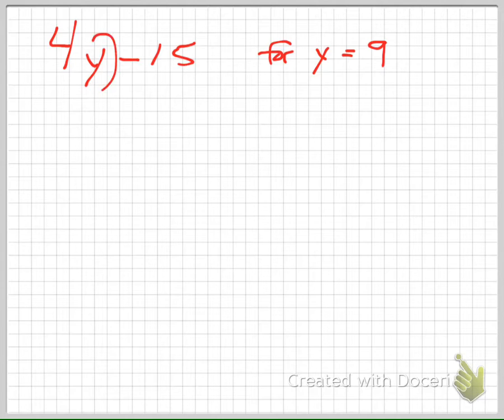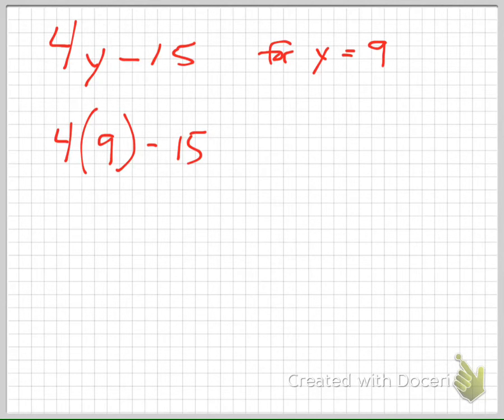Instead of y right here, I'm going to go 4 times 9 minus 15. Do you see what I just did? I just replaced y with 9, but how did I replace it? In parentheses. It's important. It may not seem important to you right now, and I agree, it wouldn't. Just trust me, whenever you do these types of problems, you plug it in parentheses. Okay? It's important. All right.